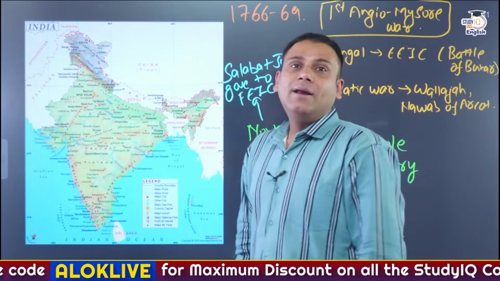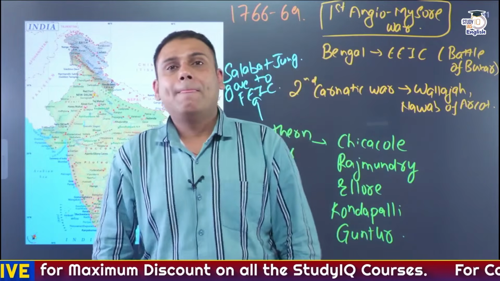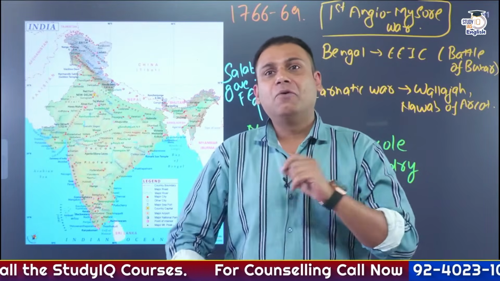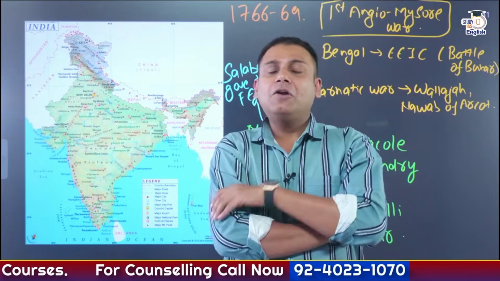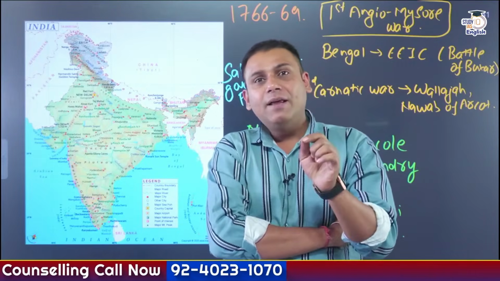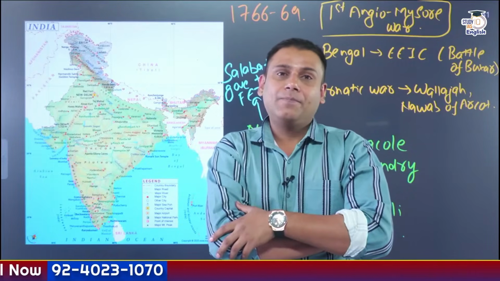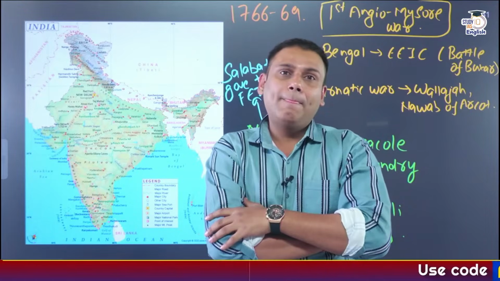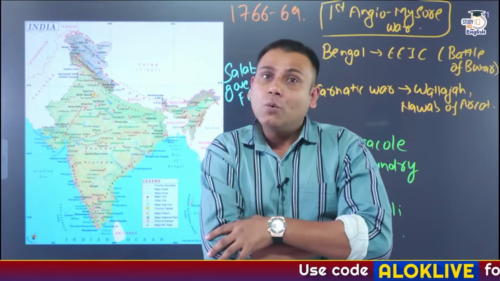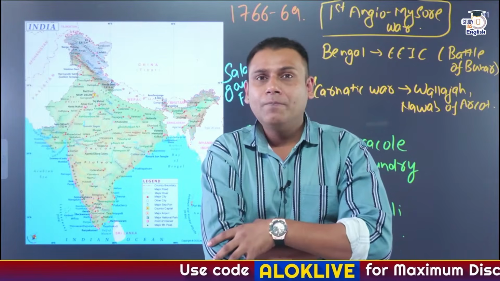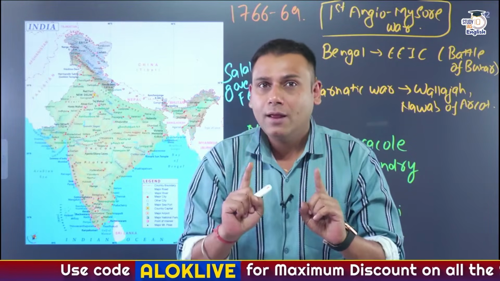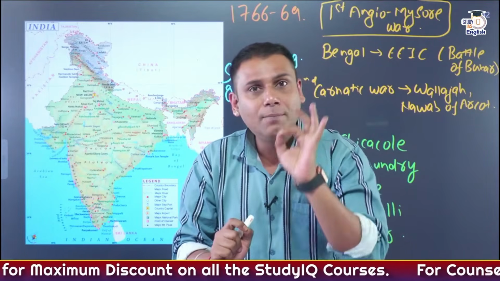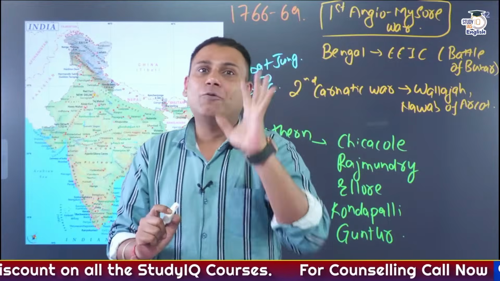Let me go back to the Battle of Buxar. The Battle of Buxar was fought in 1764. And after the Battle of Buxar, specifically a treaty was signed, referred to as the Treaty of Allahabad. The Treaty of Allahabad was signed with Shah Alam II. As per the treaty, the English East India Company gave Shah Alam II 26 lakh rupees.